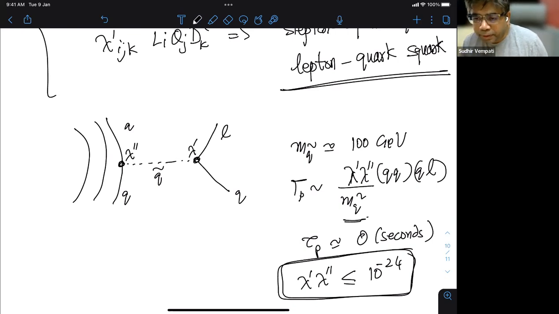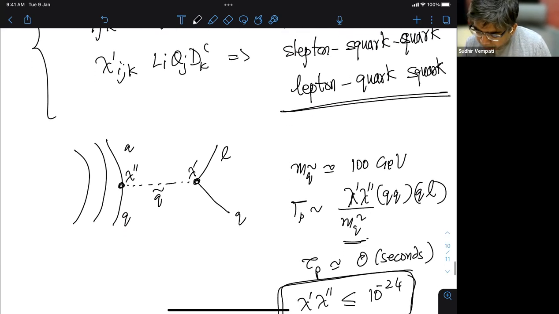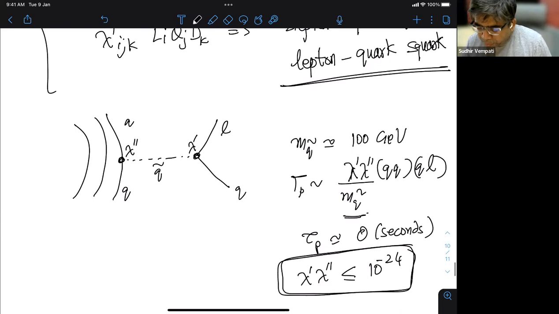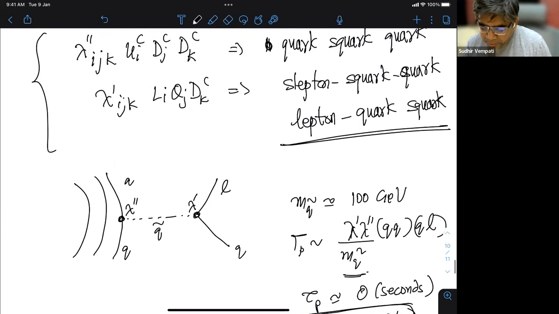They should be so suppressed. These leptoquark-like couplings, if both of them are present, to avoid fast proton decay, they should be so suppressed, essentially. In the next class, I'll introduce R parity and the variants of it and so on.